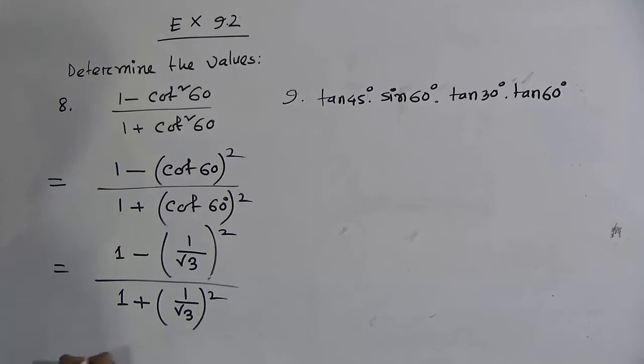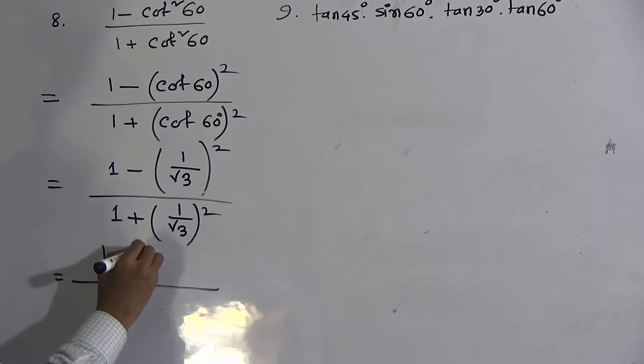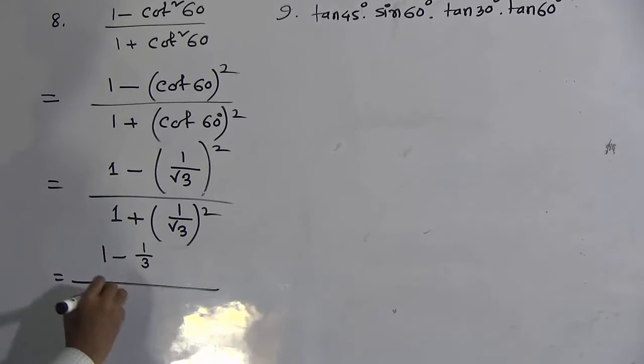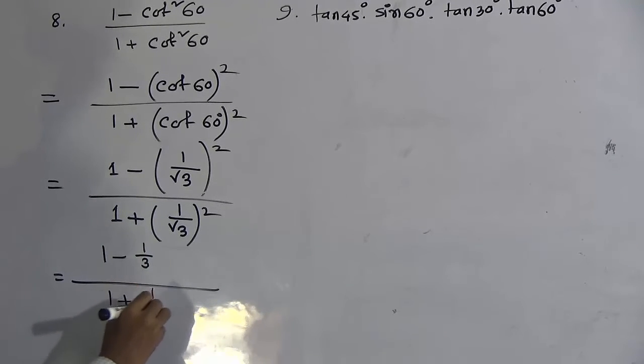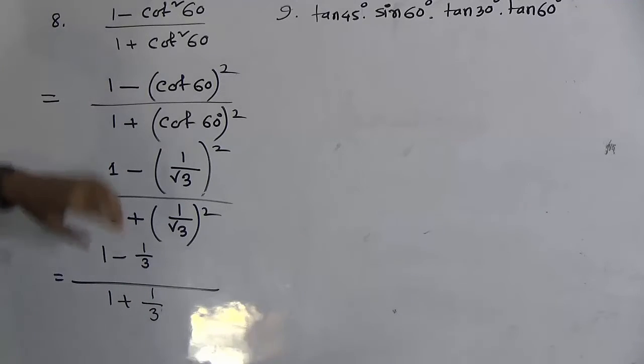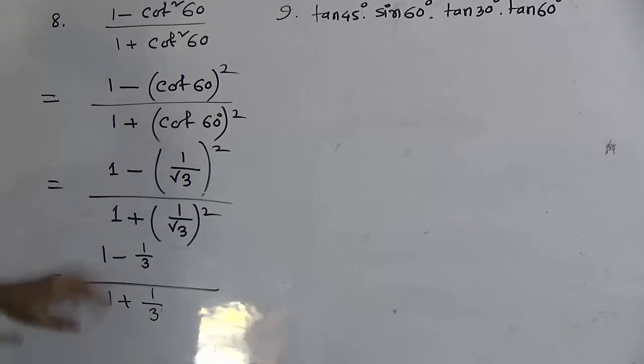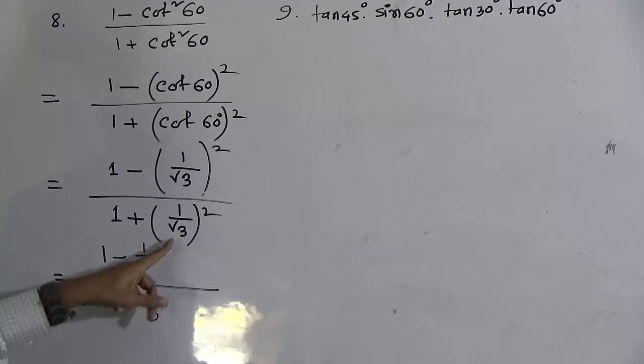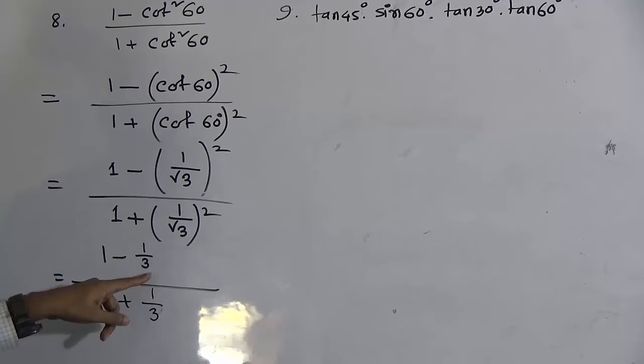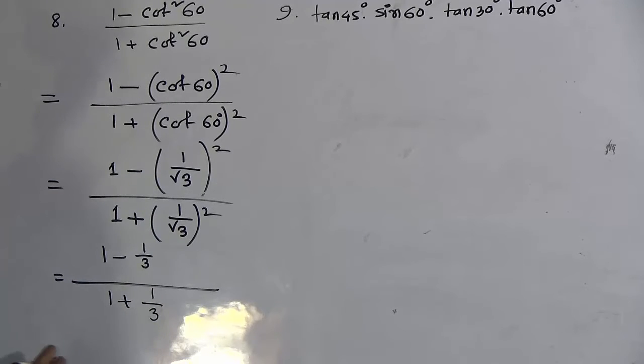Now, give this, then 1 minus 1 by 3, 1 plus 1 by 3. Look here, student, in short form we can say square and root vanish. Square and root vanish, then you get 1 minus 1 by 3, 1 plus 1 by 3. This is equal to what?